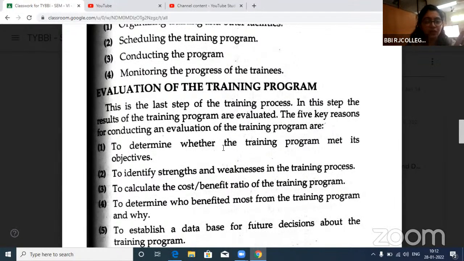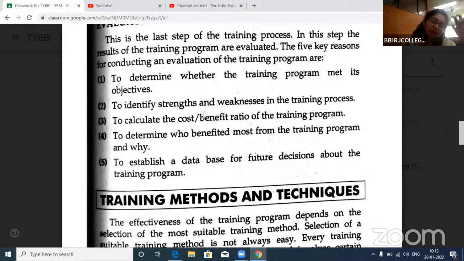So there are 5 reasons for conducting evaluation: to determine whether the training program met its objectives. That means with whatever reason I conducted the training program, did I achieve that? Did I achieve that result? Next, identify strengths and weaknesses in the training process. So during the training process, I determined what are the strengths and what are the weaknesses in a particular person. Next, to calculate cost benefit ratio, that means how much the company invested in training sessions for employees and how much benefit the company is going to gain from those employees.